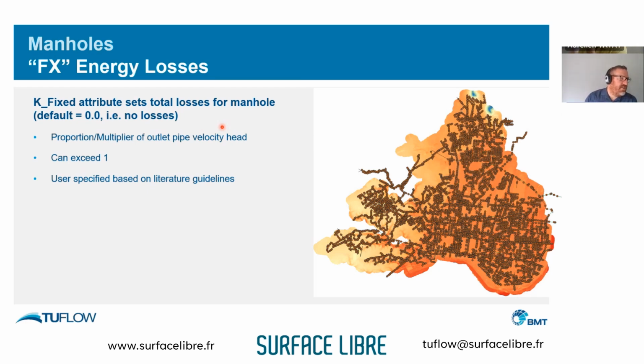So with a fixed energy loss, we just specify a K fixed value, and that is a multiplier of the pipe velocity head for the outgoing pipe. This is the kind of thing that would be based on user specified literature guidelines. It can exceed 1, so particularly if you do have those 90-degree bends, it can get quite high. And this kind of approach is very similar to, I don't know if you've used InfoWorks ICM, but it's very similar to the fixed approach within InfoWorks ICM.